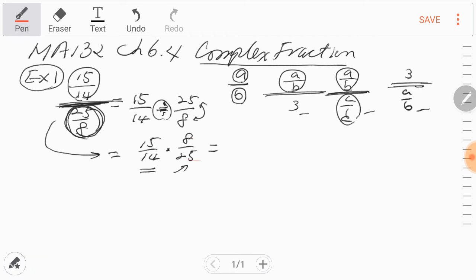So 15 and 25 both can be divided by 5. 15 divided by 5 is 3, and 25 divided by 5 is 5. How about 8 and 14? The common factor is 2, so we can divide by 2. 8 over 2 is 4, 14 over 2 is 7. And the remaining factors do not have a common factor, so the answer is 3 times 4 over 5 times 7, so 12 over 35.